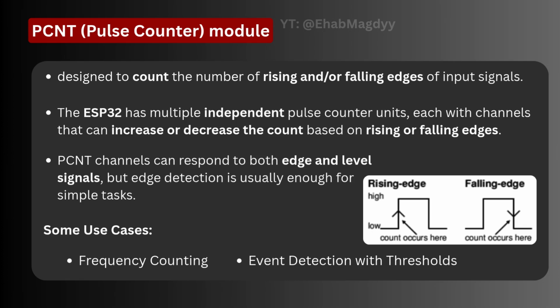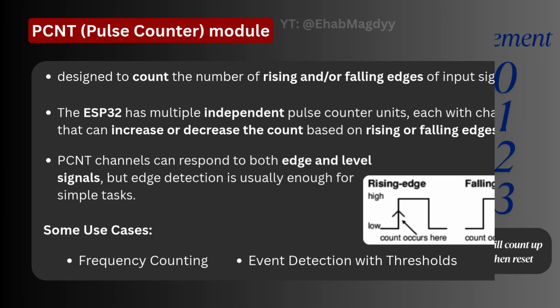Pulse counter channels can respond to both edge and level signals, but edge detection is usually enough for simple tasks. Some use cases of the pulse counter peripheral are frequency counting, event detection, and many other use cases.